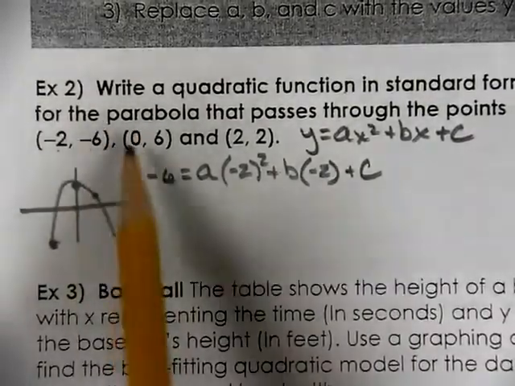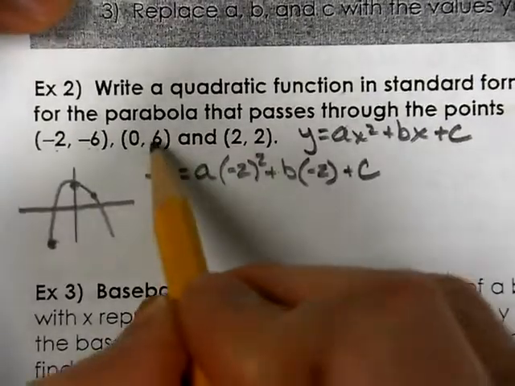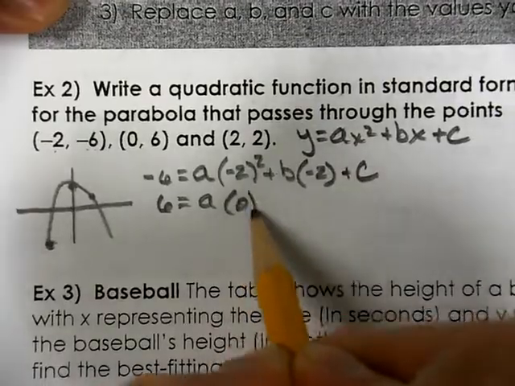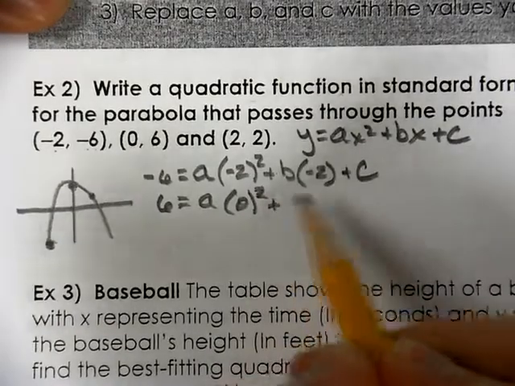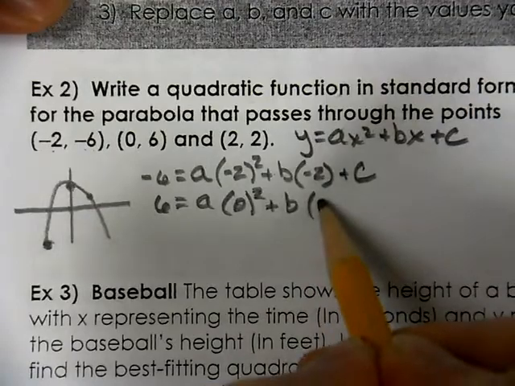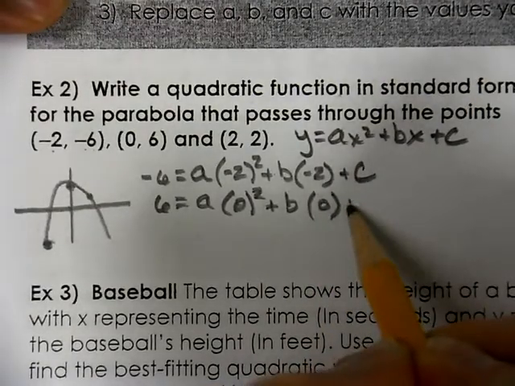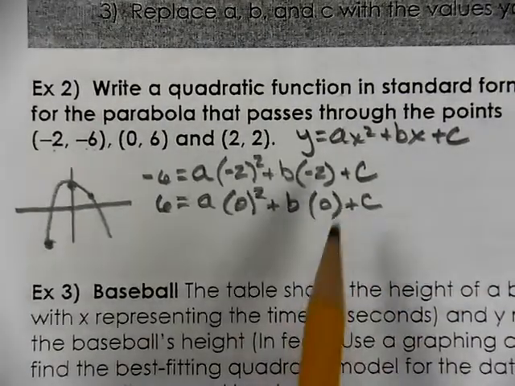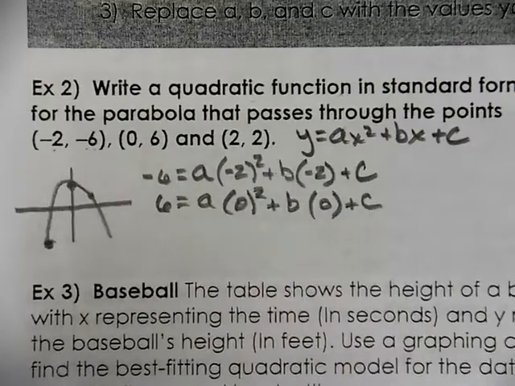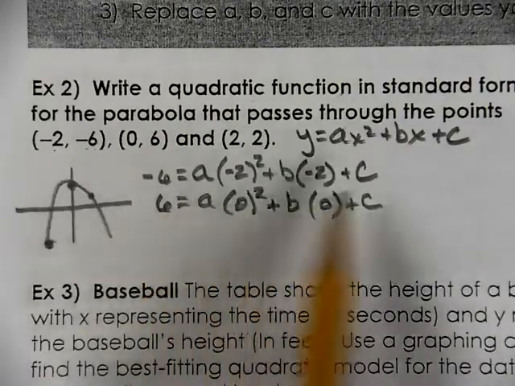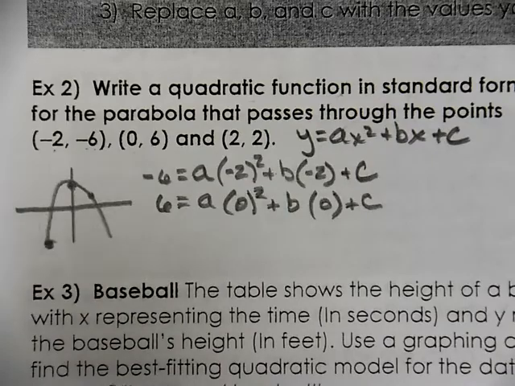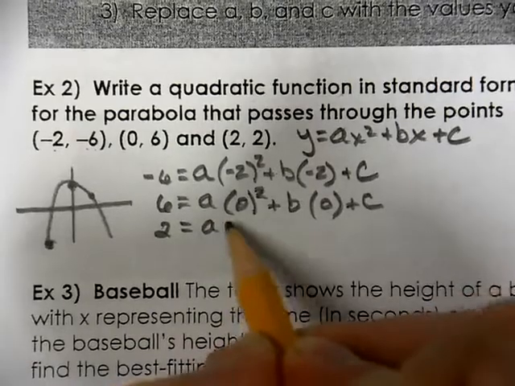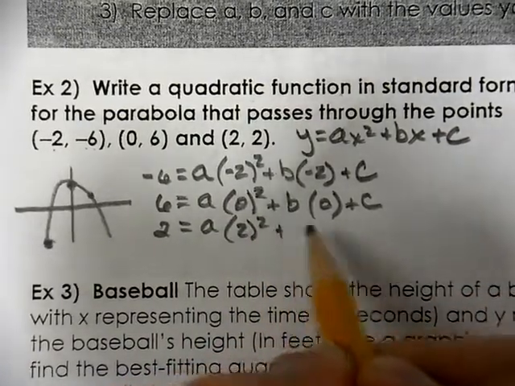Well, we're going to repeat the same thing for each of these points. 6 is our y value, 0, now we can tell that our c value is going to be 6 because that's our y-intercept, so of course that's going to be at 6. They didn't have to give us that. Then we plug in our last point.